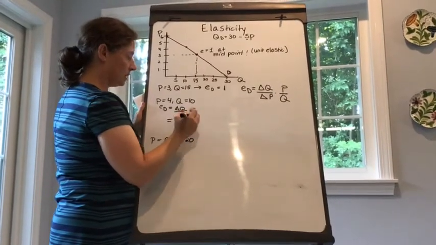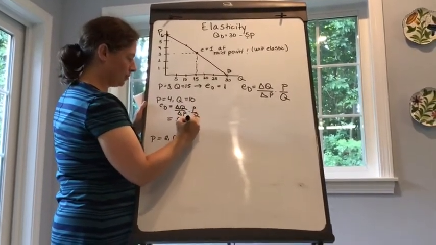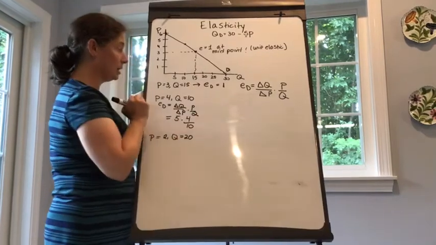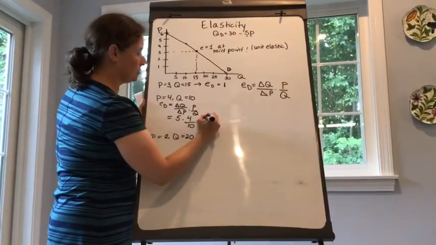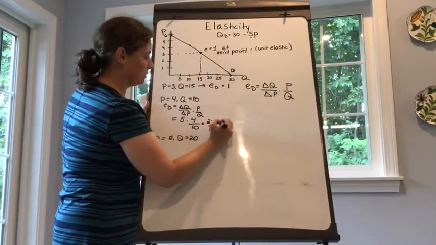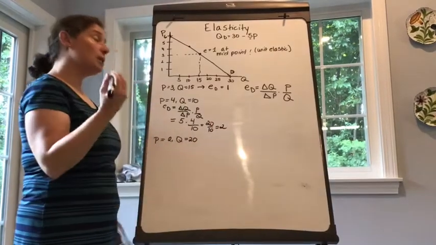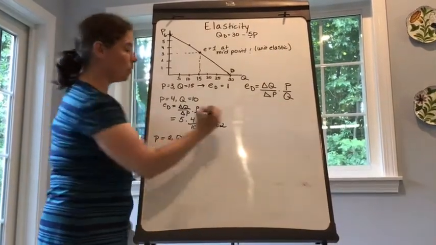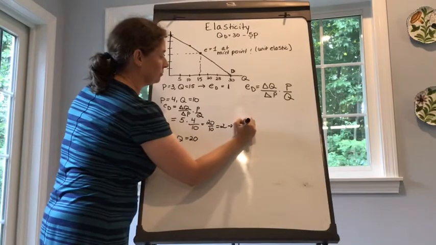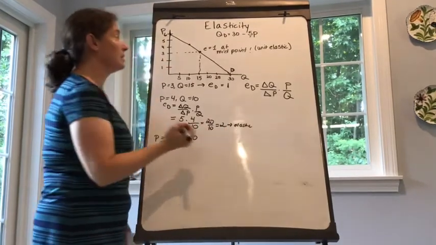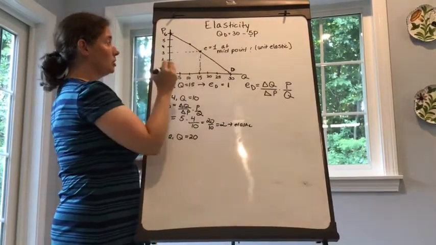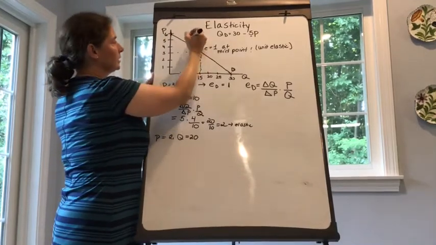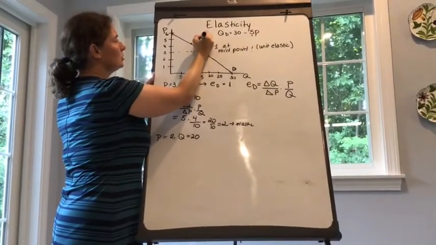5 times my value of price, 4, divided by quantity, 10. That gives me 20 over 10 equals 2. Because that value is greater than 1, that tells me demand in this range is relatively elastic. So we'll just say E equals 2.